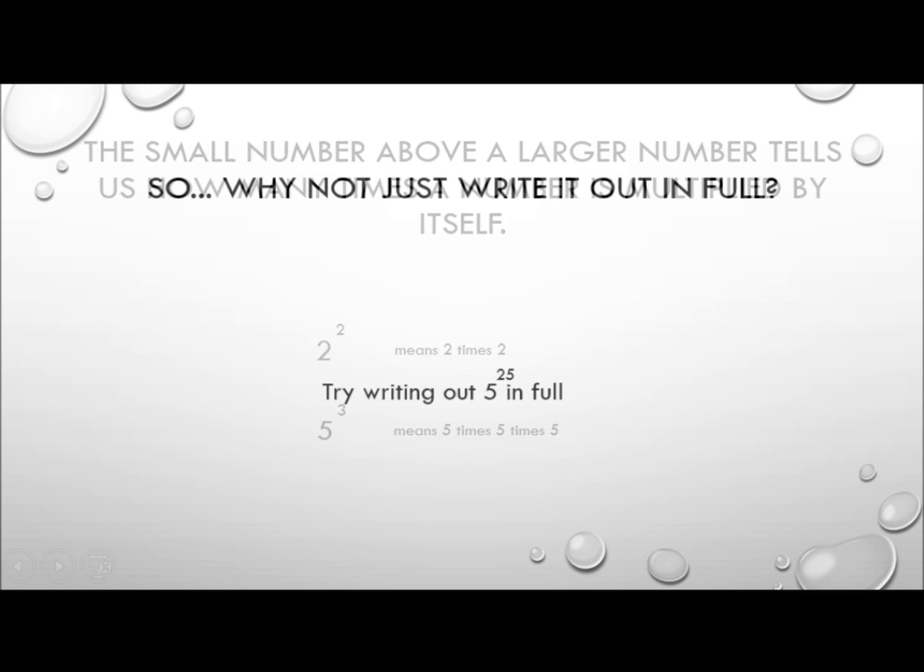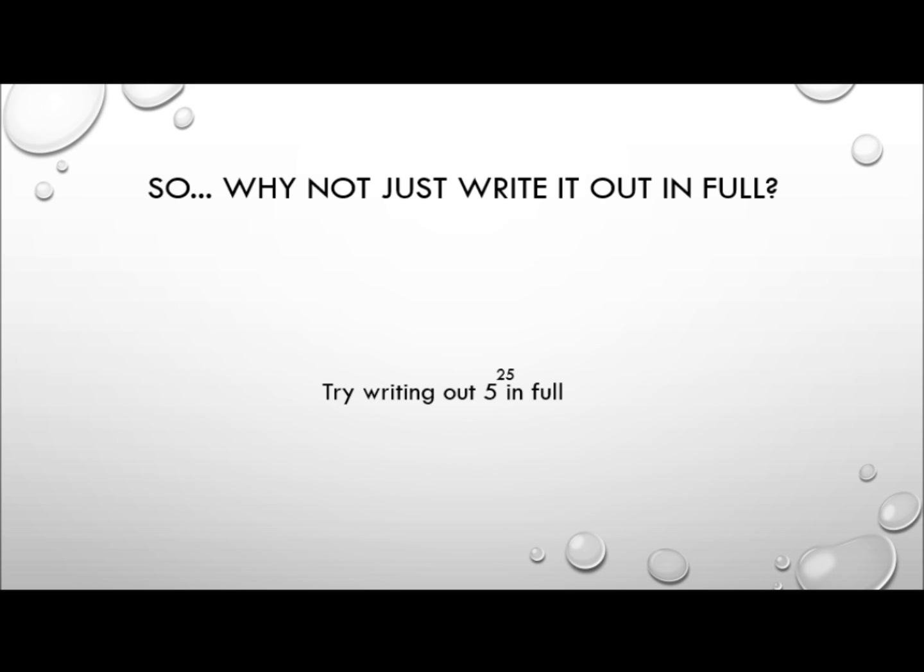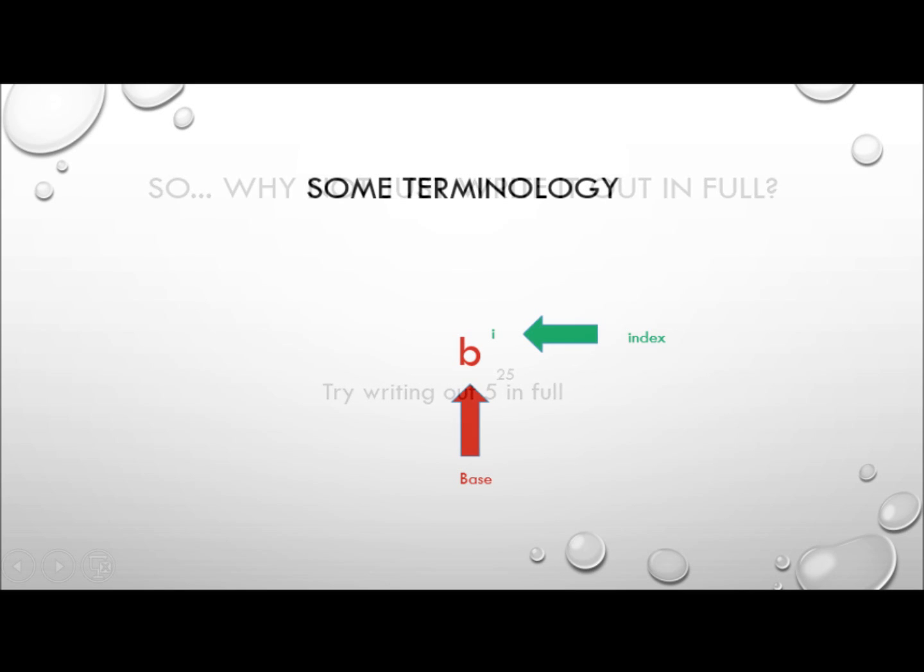Okay, so why not just write it out in full instead of putting that silly little number on the top right? Well, have you tried writing out 5 to the power 25 in full? Let's get a little bit of terminology out the way. The tiny number to the top right is called the index. It might also be known as the power. The larger number is called the base. So we raise a base to the power of the index.